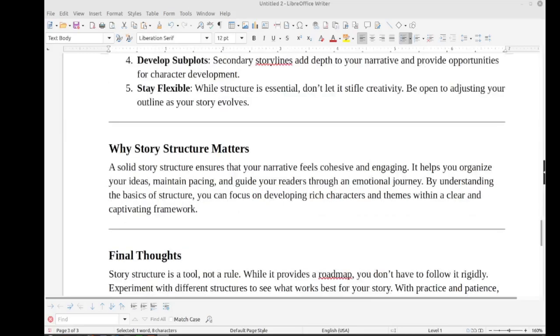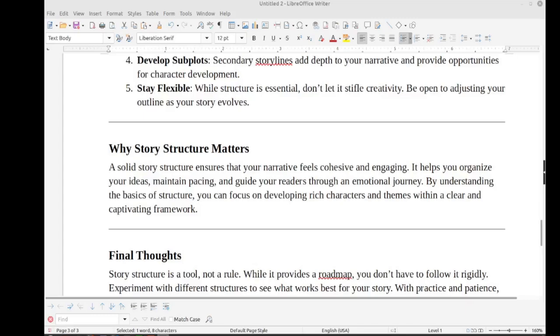So, why does all this matter? Why does story structure matter? Why can't you just sit down and slap out your book and edit it and call it done and publish it? Well, you can. You can exactly do that. You can slap your story down and edit it and publish it, and it'll probably be fine. But having some structure to your story will make your story better.